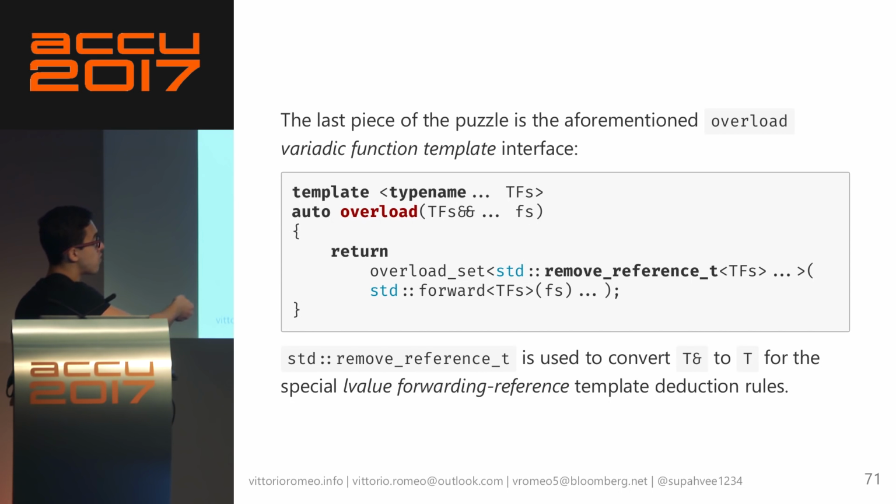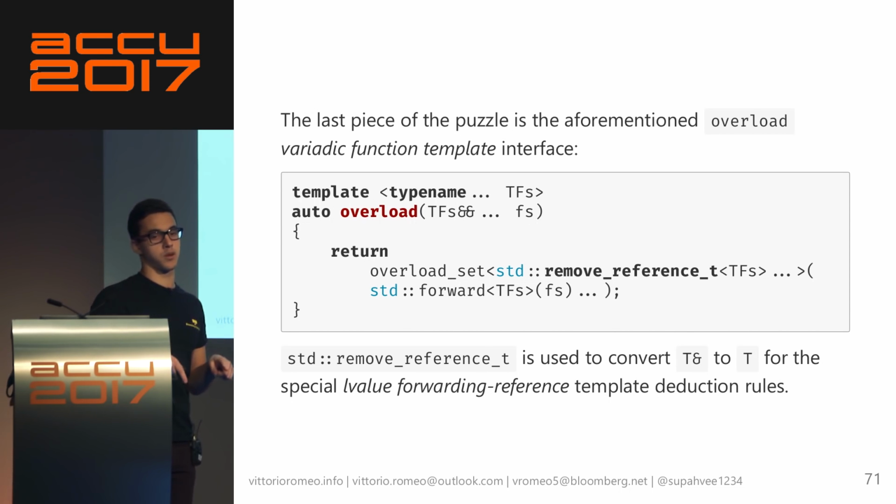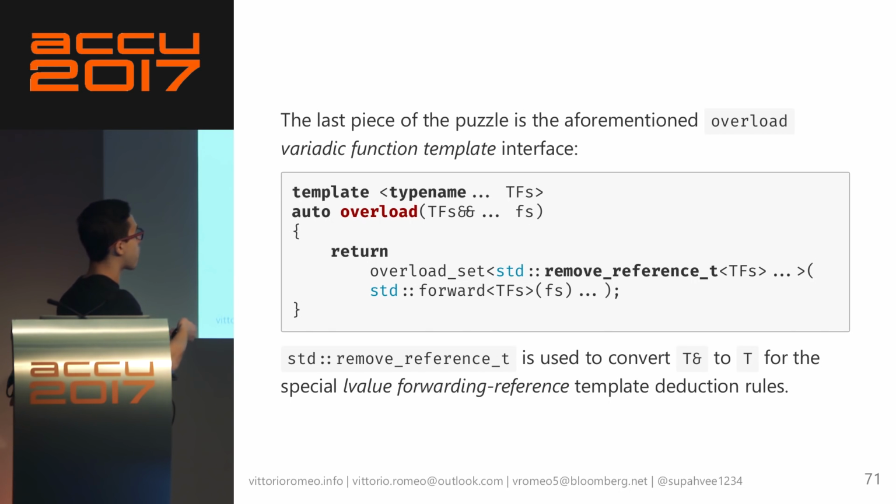Here, we need to remove the reference because, since this is a forwarding reference, there is a special rule in the language that says that when you pass an L-value to a forwarding reference, its type is going to be deduced as tref. So we don't want the reference in the type of the overload set. We only want the concrete type without any reference. That's why we need to remove it here. You might have seen this before with decay, and the idea is the same, just removing the reference that can be added through perfect forwarding. So is everything clear so far?